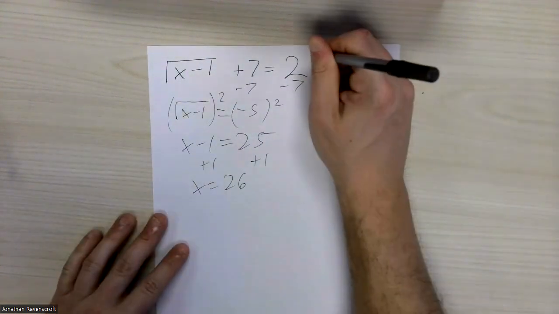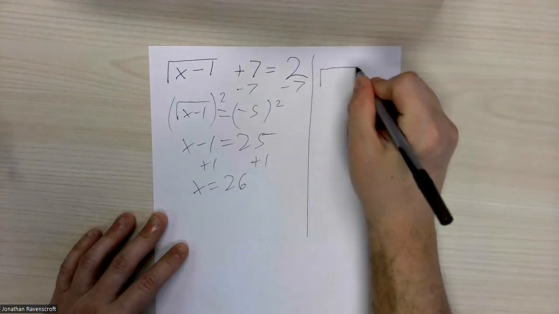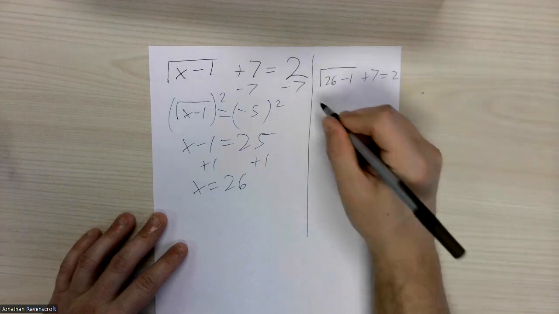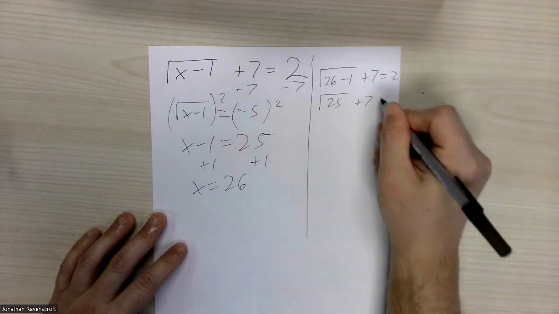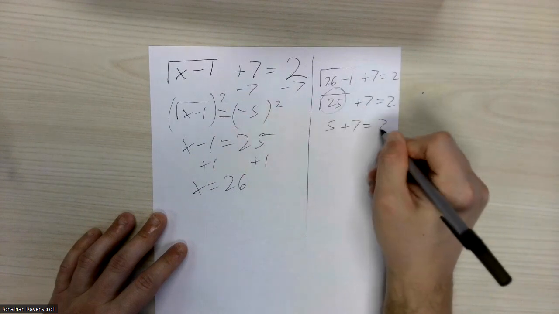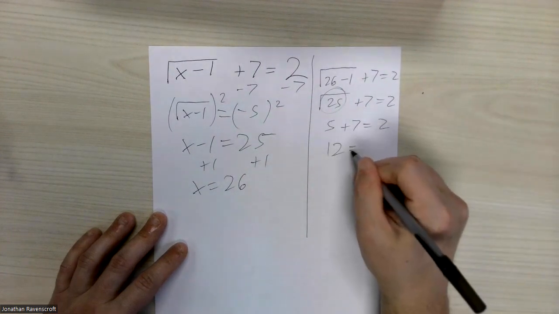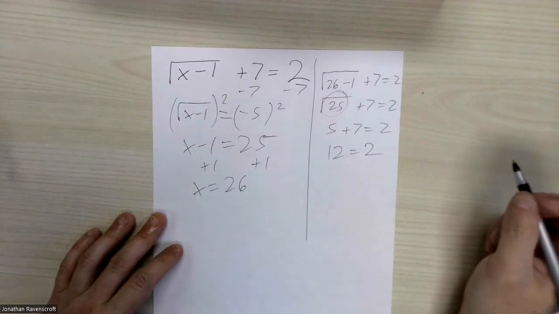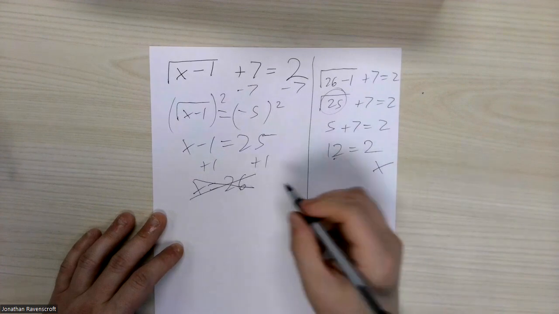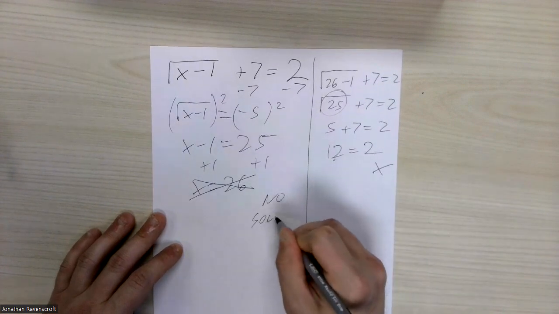Does it work? Maybe. Square root of 26 minus 1 plus 7 equals 2. Square root of 25 is 5 plus 7 equals 2, which means 12 equals 2. Well, 12 is not equal to 2, so that does not work. Therefore, this is no solution.